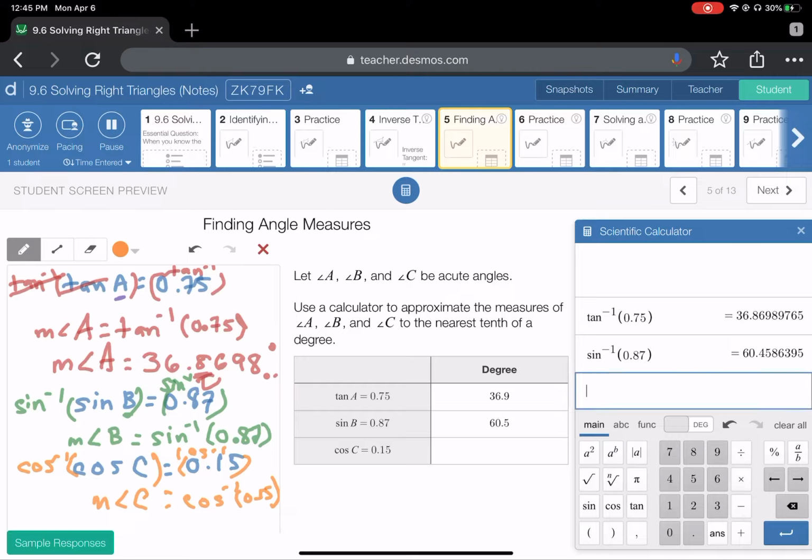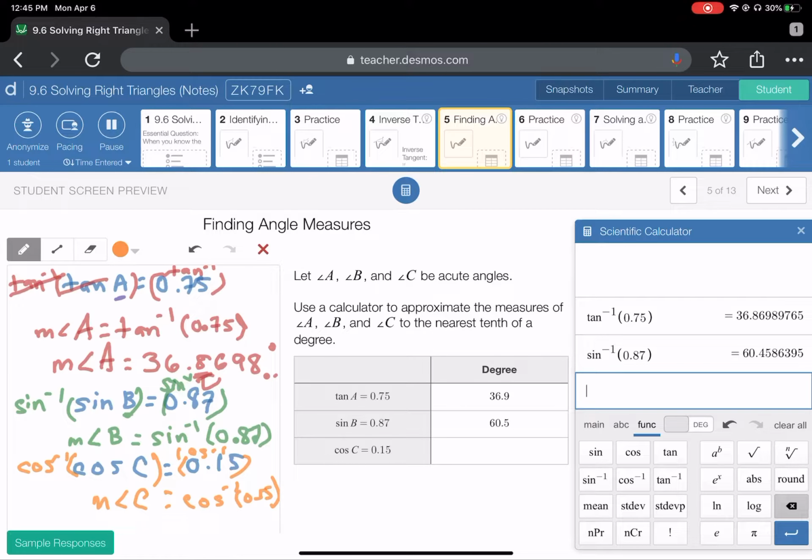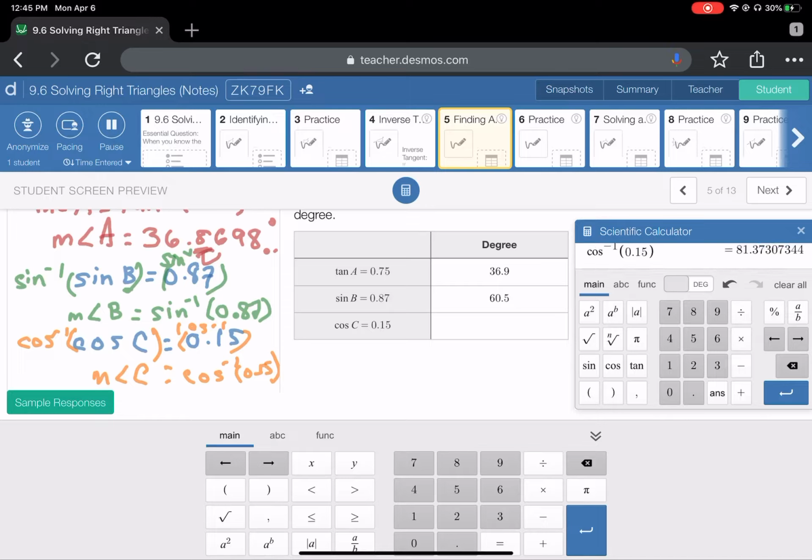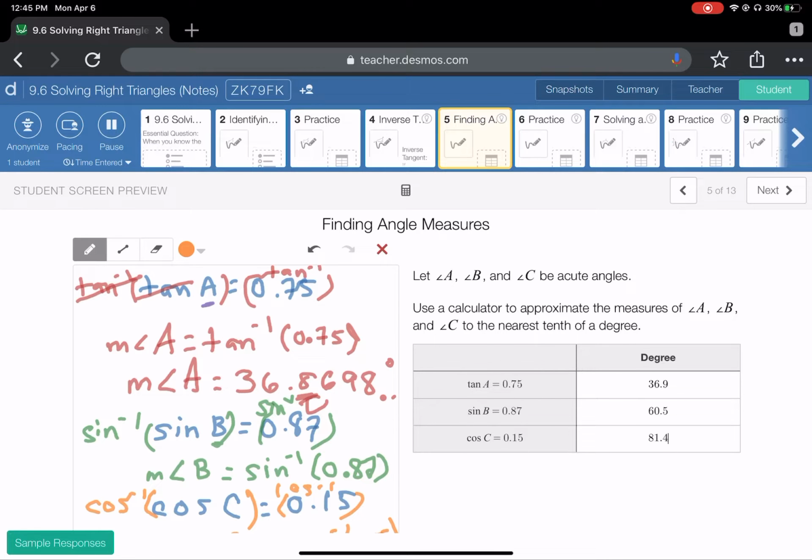All right, and we're going to put that into our calculator right over here. Cosine, wrong cosine. Make sure that it has the exponent, because that indicates that it's the inverse. Cosine inverse of 0.15, and then once again, before I move on, make sure that this is on degrees. You see the letters DEG, that's the one we wanted because we're looking for degrees. So we want to have 81.4. Okay, and that's how you use the inverse trigonometric ratios to find the value of a missing angle.